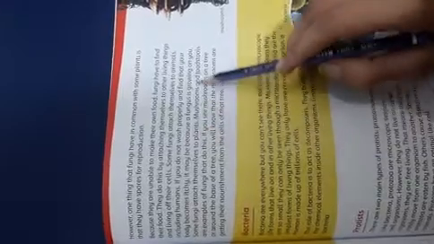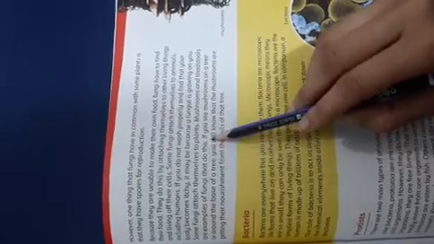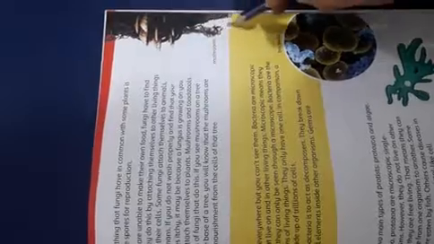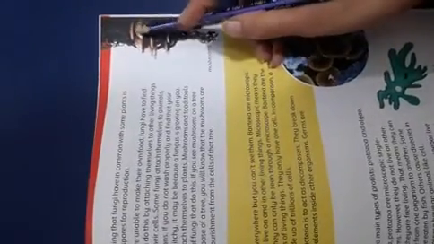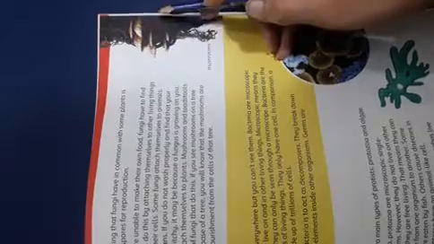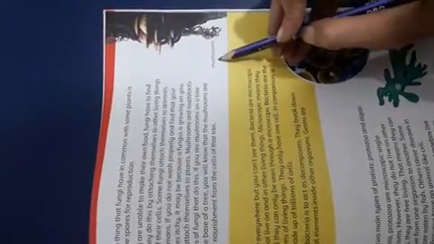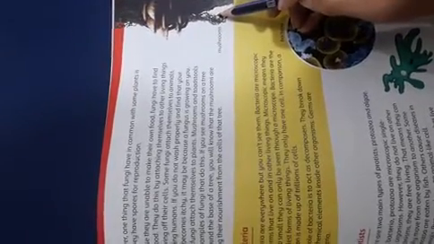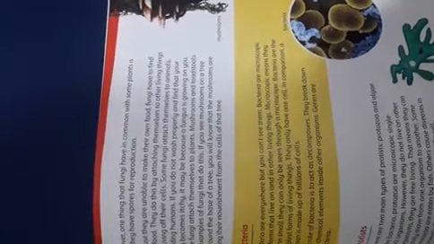Some fungi attach themselves to plants. Mushrooms and toadstools are examples of fungi that do this. As you can see here in this picture, this is the trunk of a tree. Here you can see some objects. These are mushrooms that are attached to the trunk of the tree. Sometimes they are attached to the base of the tree at ground level and they receive their nourishment from there.